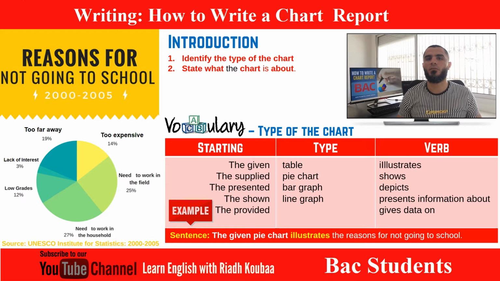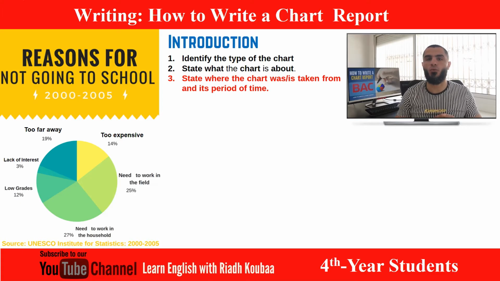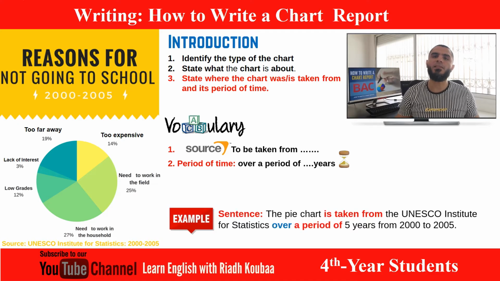So for this chart, we can say the given pie chart illustrates the reasons for not going to school. Once done, you should identify the source of the chart and where it is or was taken from by using the following verb, to be taken from, and its period of time by using this expression over a period of years. For this chart, we can say this pie chart is taken from the UNESCO Institute for Statistics over a period of 5 years from 2000 to 2005.